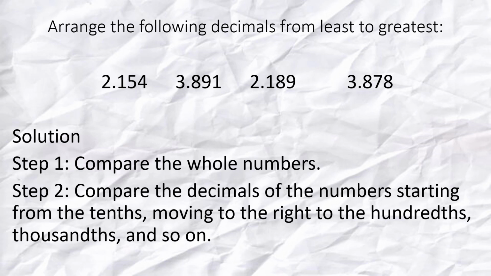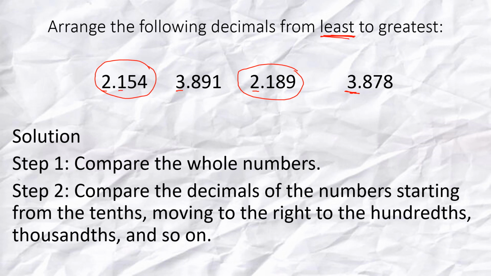How about this? So we have 2 and 154 thousandths, 3 and 891 thousandths, 2 and 189 thousandths, and 3 and 878 thousandths. We always start with the whole numbers. This is 2, this is 3, this is 2, this is 3. Again, we are looking for the least number. Since these are 3, we'll go back to them later. Let us first compare these two numbers and identify which between the two is the least.